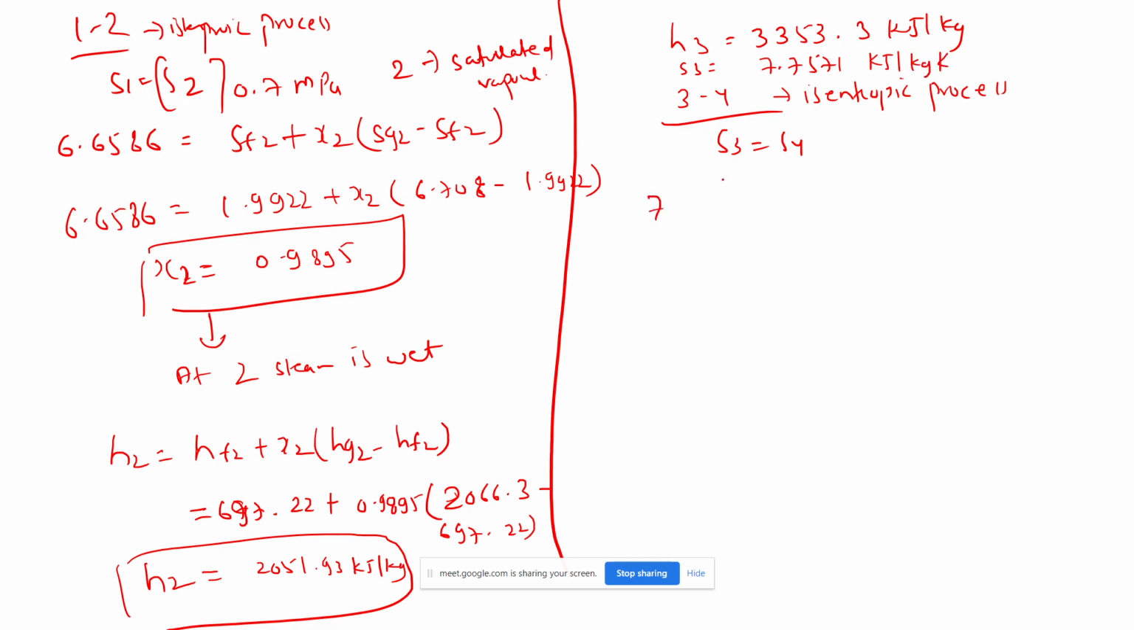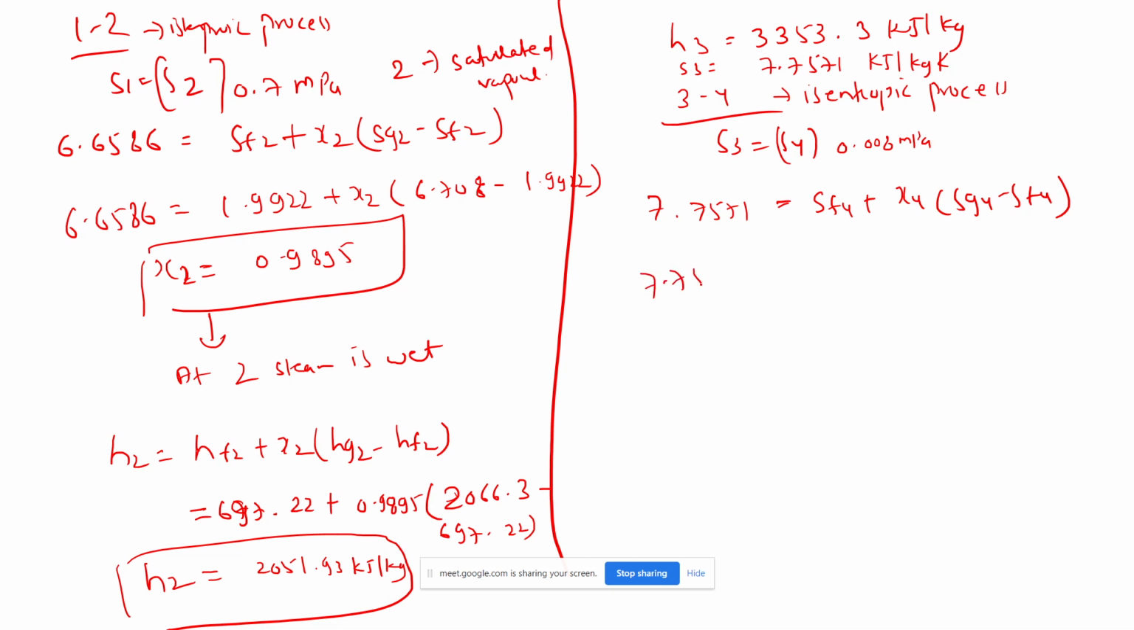So S3 will be the same, and S4 we take at a pressure of 0.008 megapascal, because after expansion in turbine 2 the steam is expanded to a pressure of 0.008 megapascal. So these values we have to take here. Again we have to determine those values: Sf4 plus X4 into Sg4 minus Sf4.